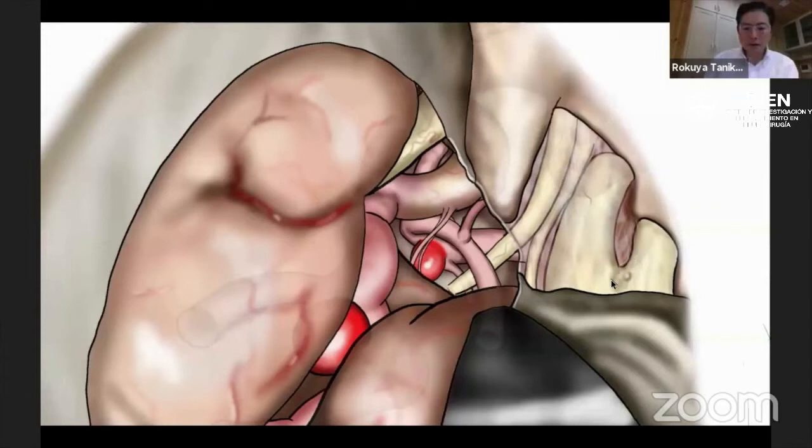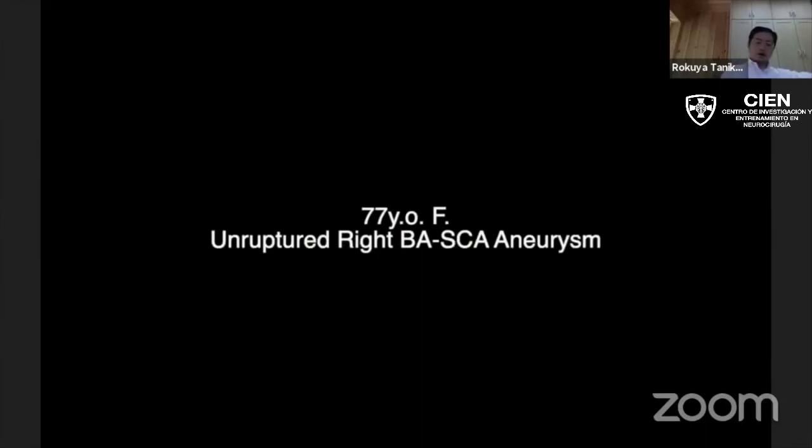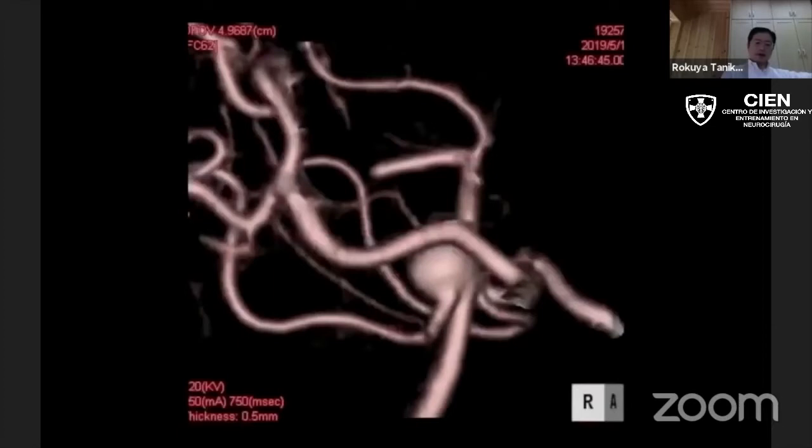With the elevation of the dura propria, you can confirm the dural anatomy like this. So this is the illustration by my colleague Dr. Noda of the basilar SCA aneurysm and MCA aneurysm. I'll show you an actual example of a right side basilar SCA aneurysm. This looks like a basilar, but this is the SCA aneurysm.